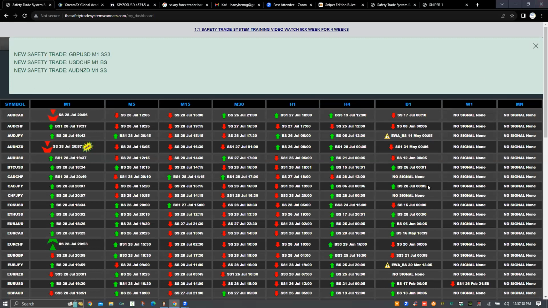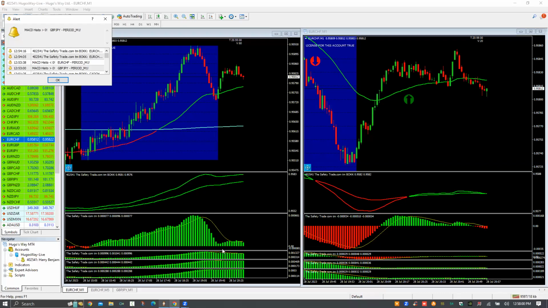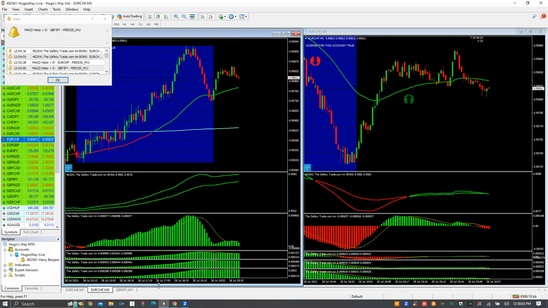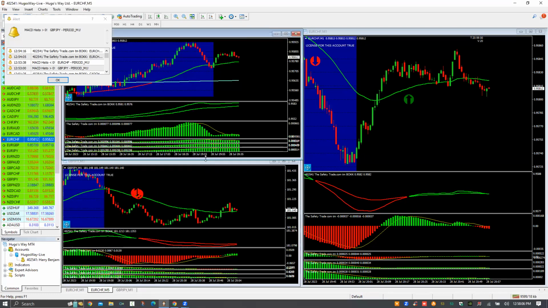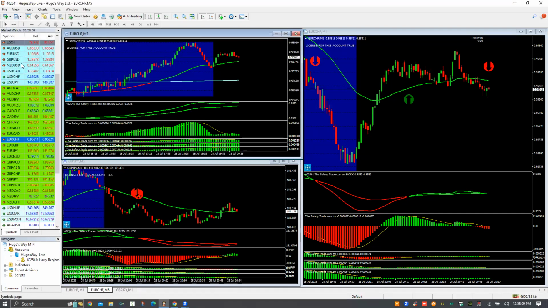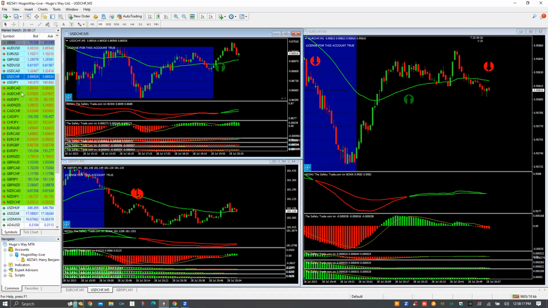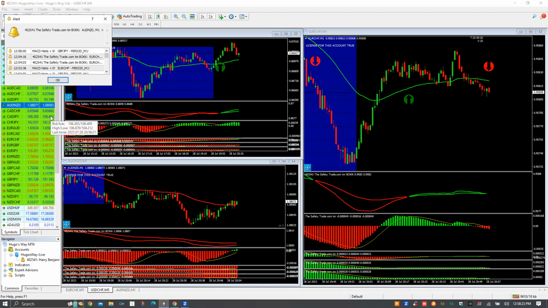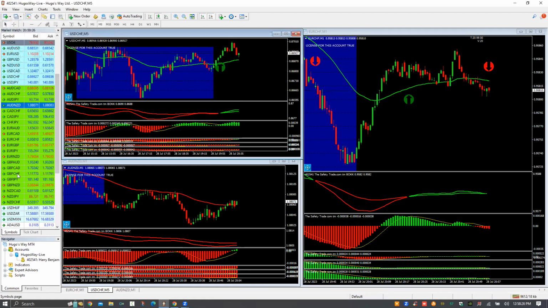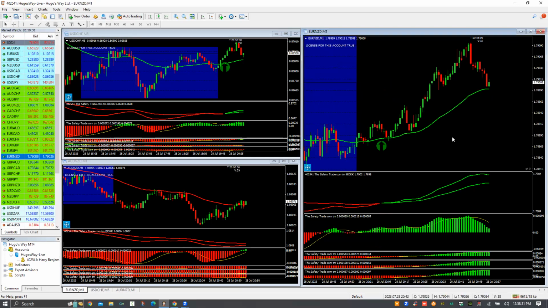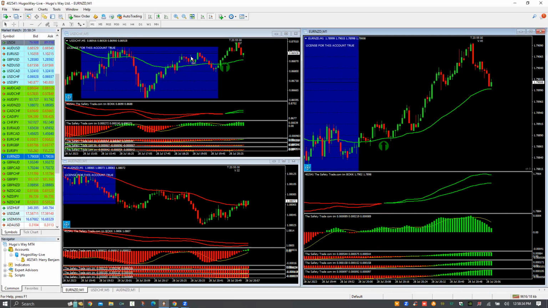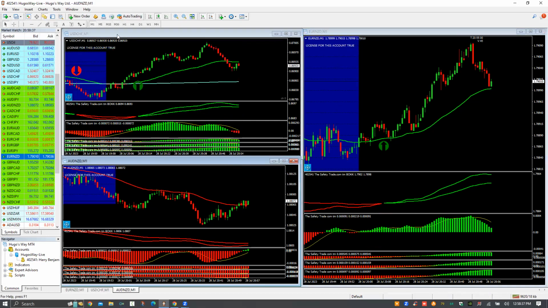What I tend to do to give myself a little bit of an advantage is just open up 3 screens. So we have USD CHF here, AUD NZD down here, and then Euro NZD over here. Okay, good. Let's change all these charts to 1 minute.